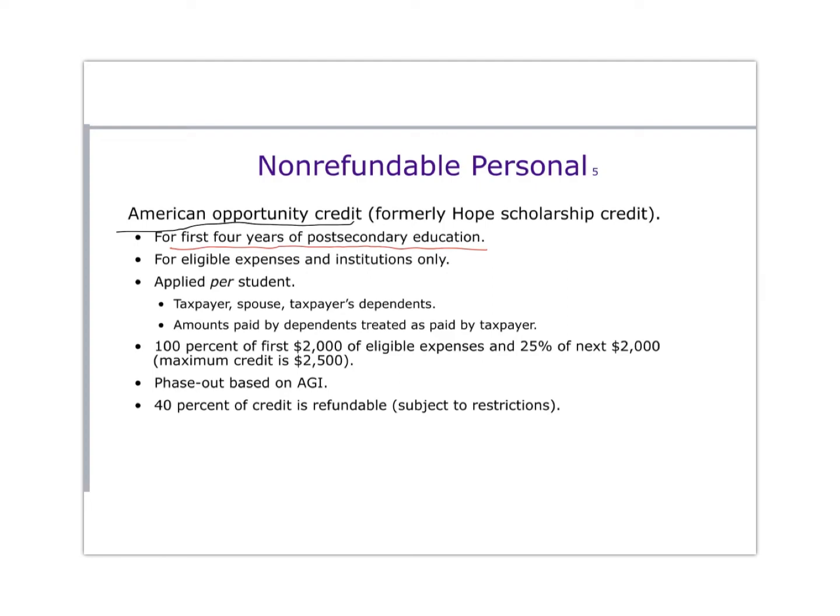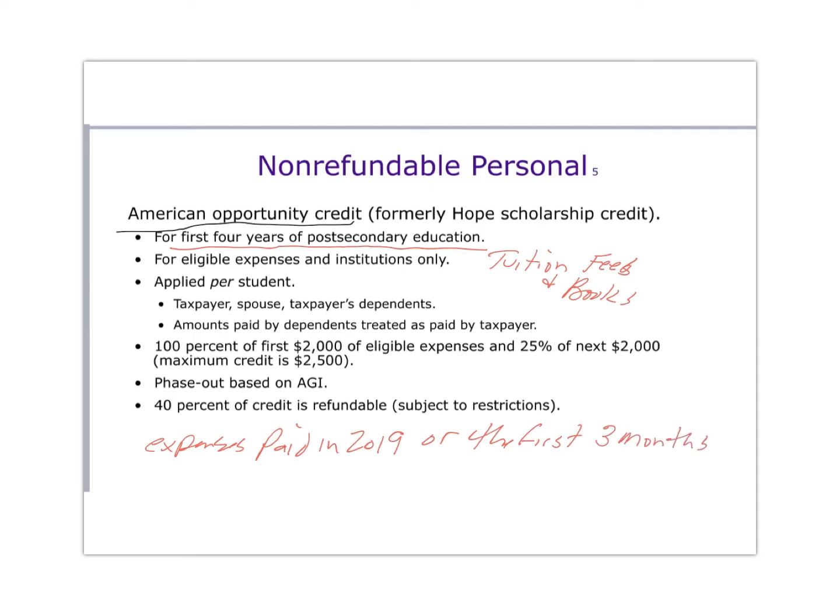So what are eligible expenses? Tuition, fees, and books. Okay. You must pay the expenses in 2019, or, interestingly, the first 3 months of 2020. Okay, so that's kind of cool.